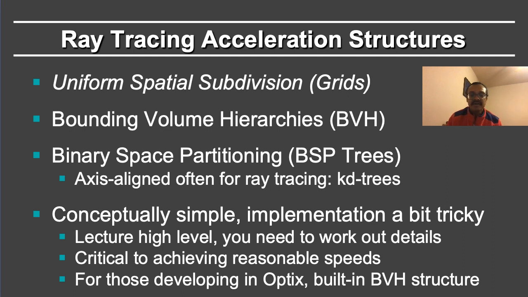We will start in this segment of the lecture talking about uniform spatial subdivision or grids. In the next segment, we'll talk about bounding volume hierarchies. After that, we'll talk about binary space partitioning or BSP trees. When these binary space partitioning trees are aligned with the axes, we will refer to them as axis-aligned KD trees.